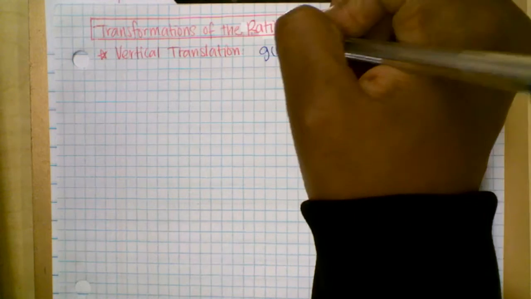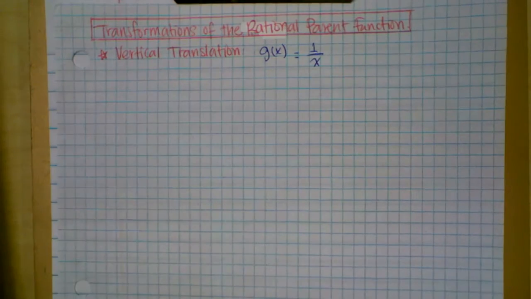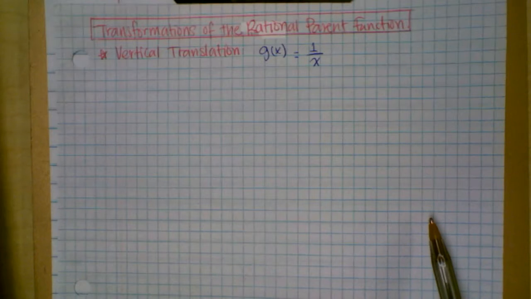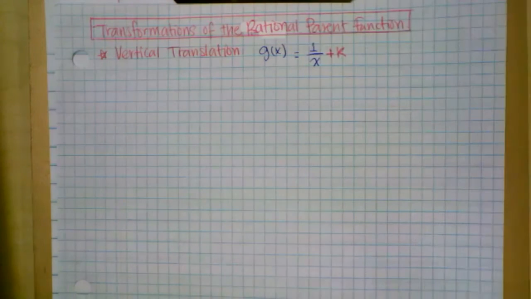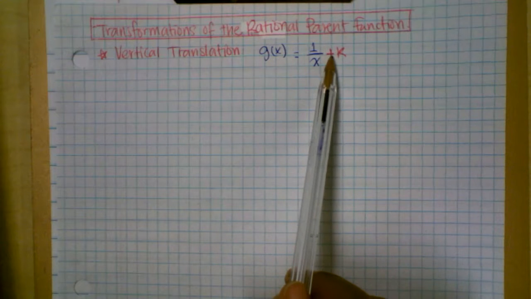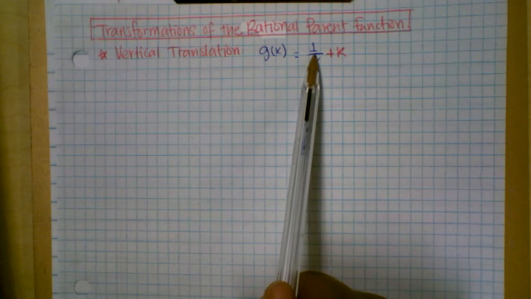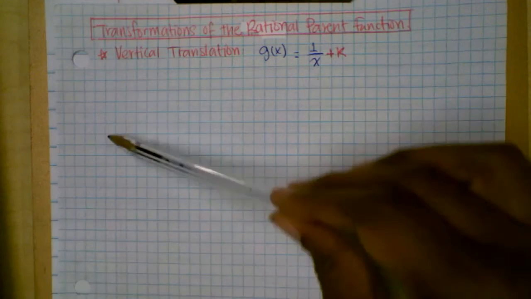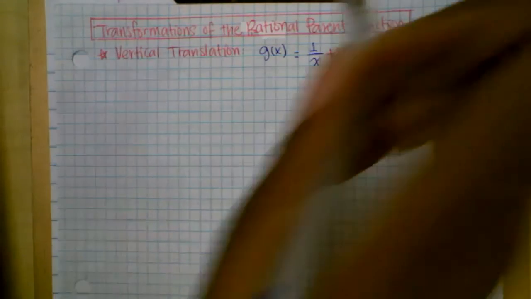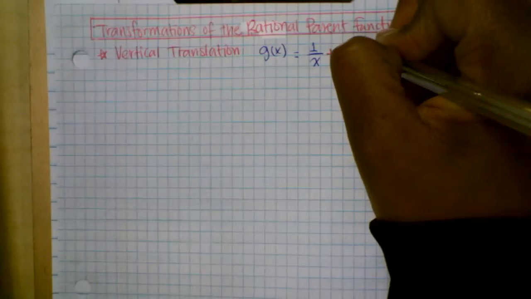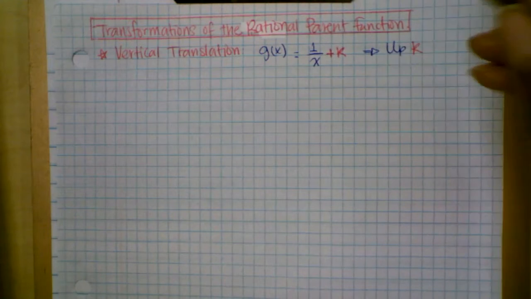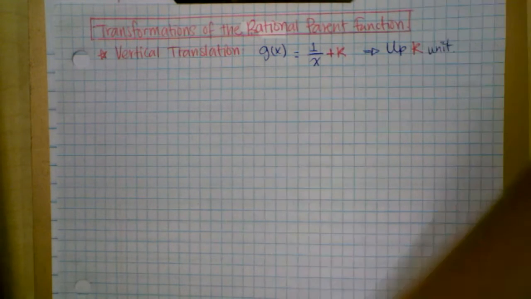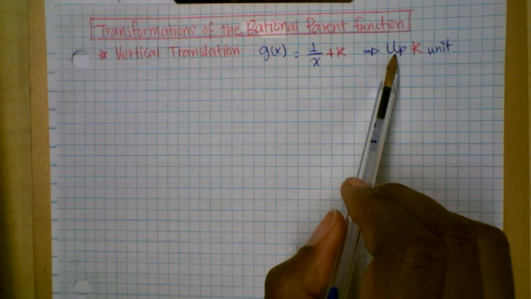Let's say you have a parent function which is 1 over x. You see the ratio 1 over x, or the fraction 1 over x. You're going to see a number added or subtracted. So I'm going to use plus k here. I see there's a number being added to the parent function, the y value of the parent function. So that's why you have a vertical shift. It's a vertical translation, and the direction of the vertical translation is up k units. And remember, k represents a number. So this is when the parent function has been moved up.